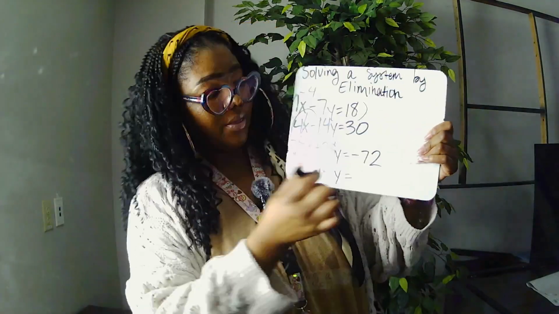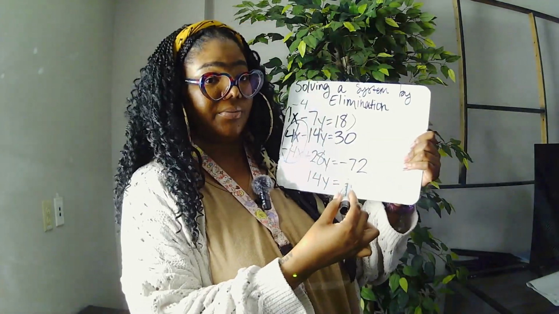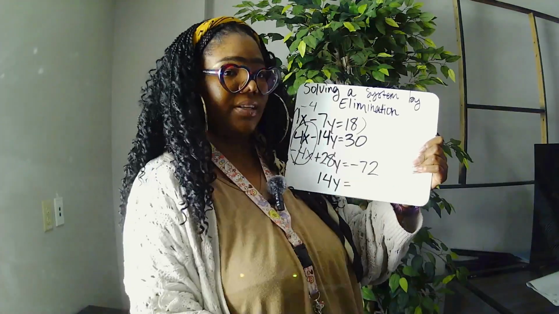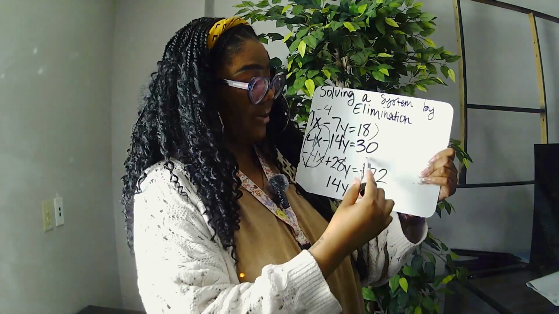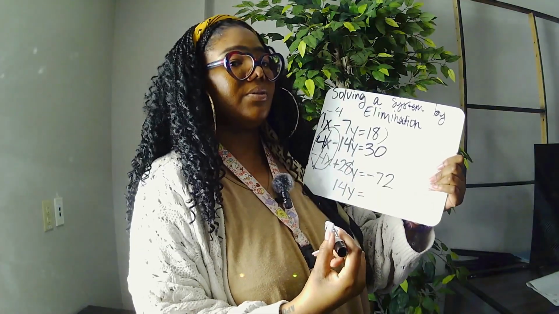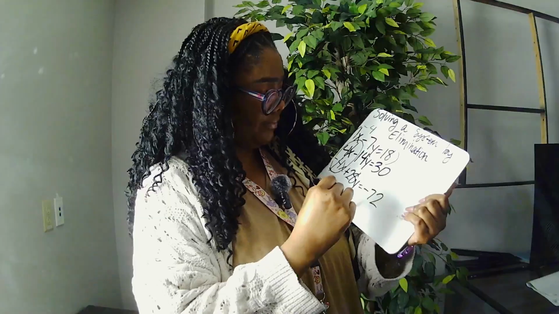And now I see 30 minus 72. Why minus? Because it's a negative 72. So now I'm going to say 30 minus 72. That's going to give me negative 42.